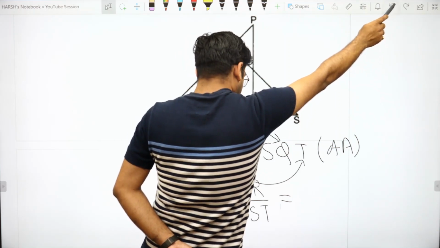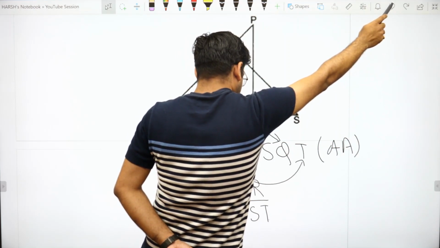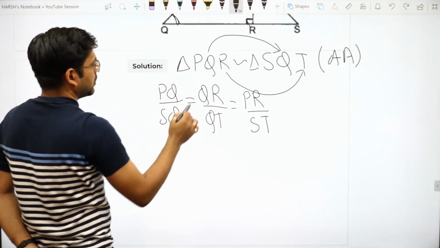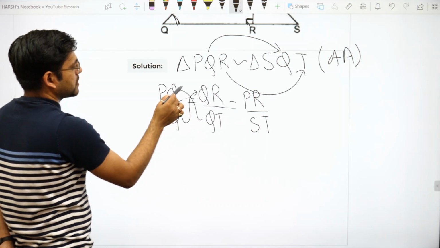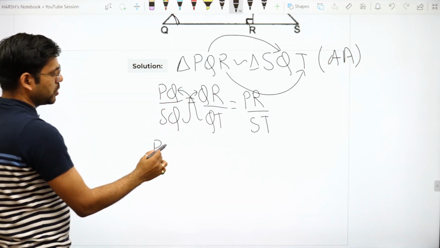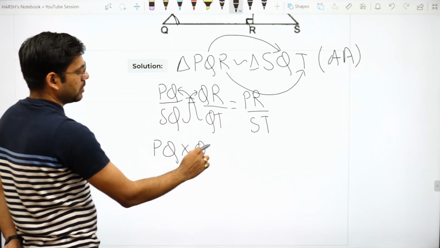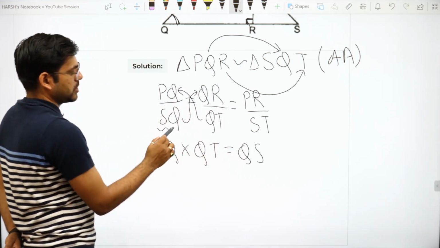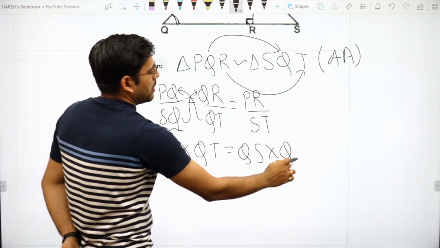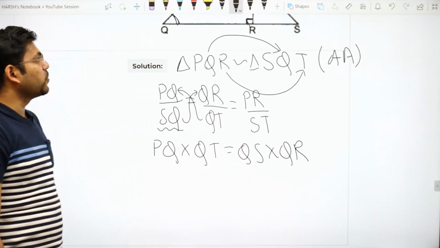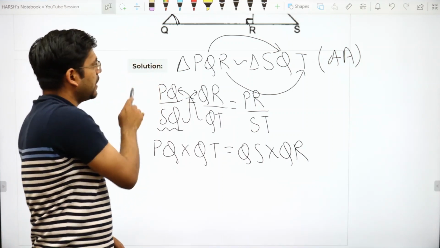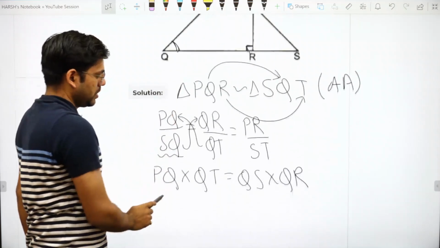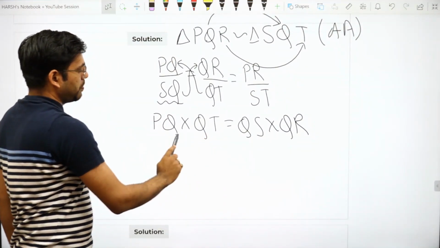So let's see. You have to multiply both these two. You multiply this one and you multiply this one. So what will you be getting? PQ into QT is equal to, when this is multiplied, you will be getting QS into QR. Now QS into QR is equal to PQ into QT, and this is what we had to prove. I'll show you. QR into QS is equal to QP into QT.